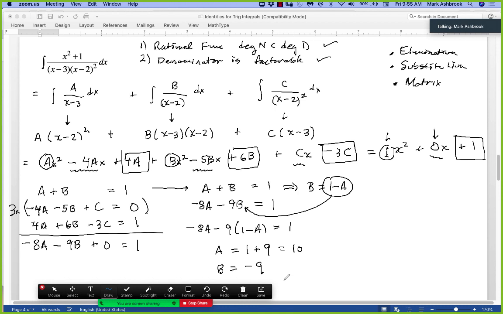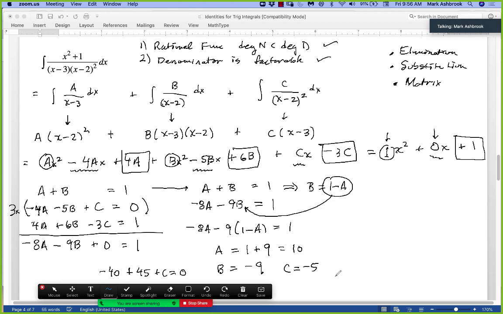Okay. Correct me if I make a mistake. And then we could use, say, this equation to get my c. So from this equation, it would be negative 40, because I plugged 10 in for a, and then plus 45, because I plugged negative 9 in for b, plus c equals 0. So this is positive 5. Over here would be negative 5. Okay, I'll stop for corrections or questions.